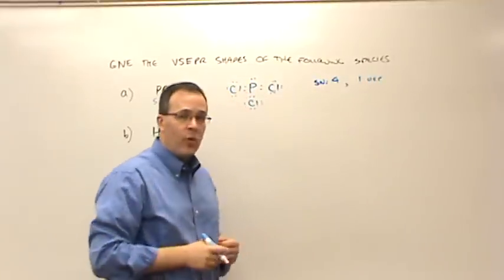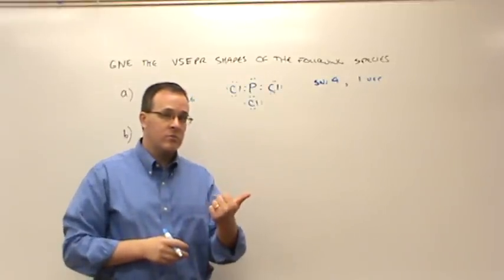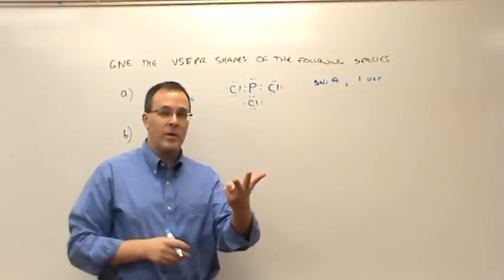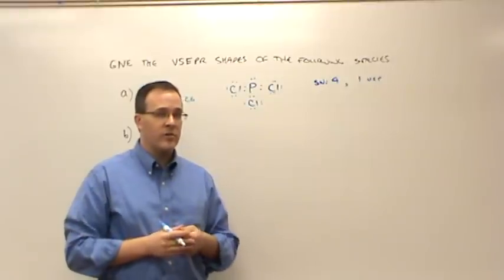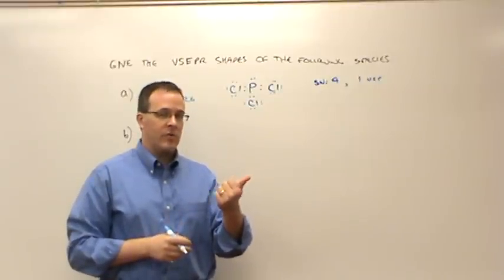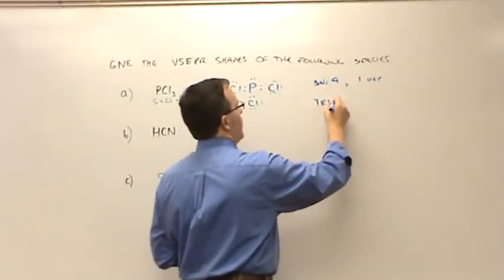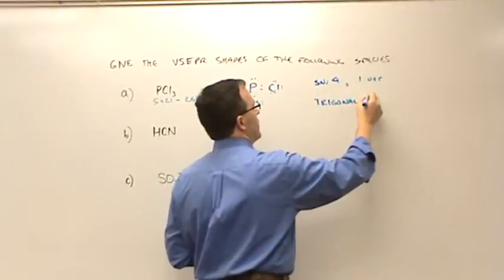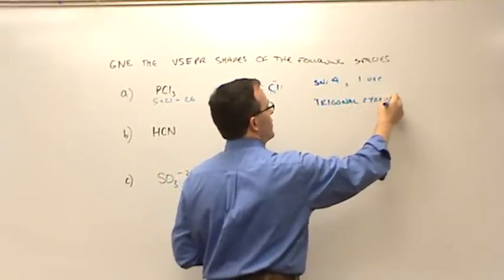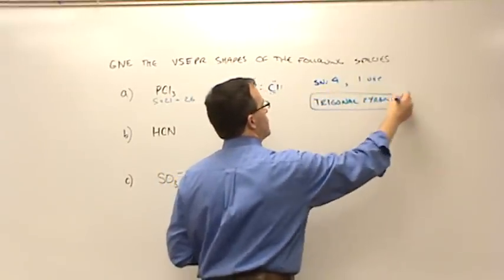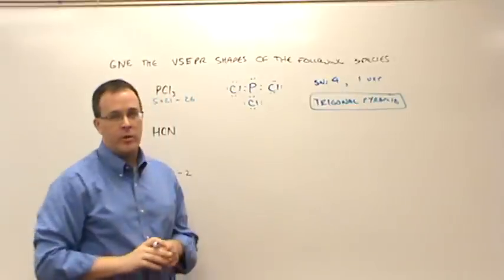So steric number 4 means it's either going to be a tetrahedron, trigonal pyramid, or bent, and it's just going to depend on the number of electrons. Tetrahedral means no unshared pairs, trigonal pyramid 1, and so that's where we are. The shape for PCl3 is trigonal pyramid, not trigonal planar. Trigonal pyramid, just like ammonia.